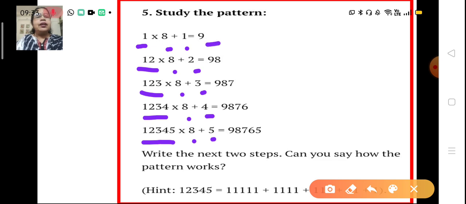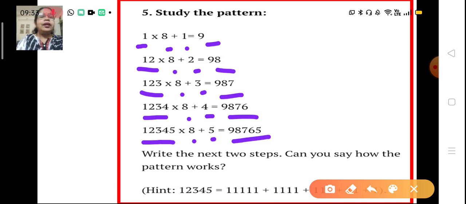First it is 9, then it becomes 98, then it becomes 987, then it becomes 9876, and then it becomes 98765. So what can you observe? The numbers are in decreasing order, isn't it?